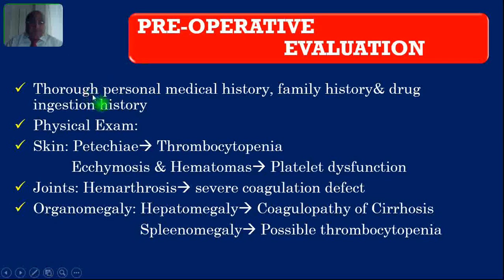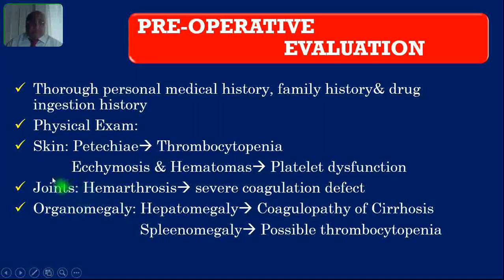So thorough personal medical history, family history and drug injection history you have to obtain. Then you have to do a thorough physical exam. So you have to examine the skin for evidence of any petechiae. If it is petechiae, most probably it is thrombocytopenia. Or you have to look for ecchymosis or hematoma. So both are platelet dysfunction or thrombocytopathy.